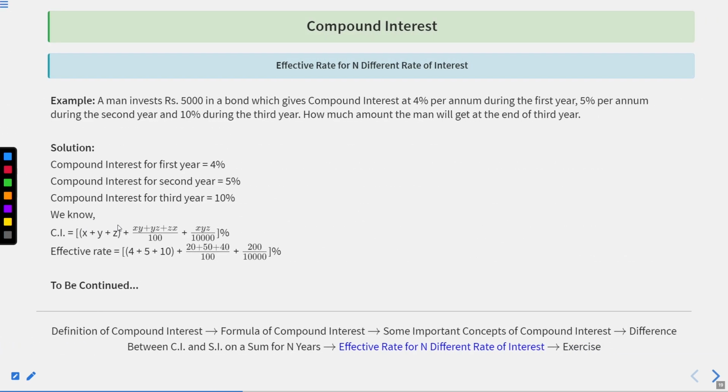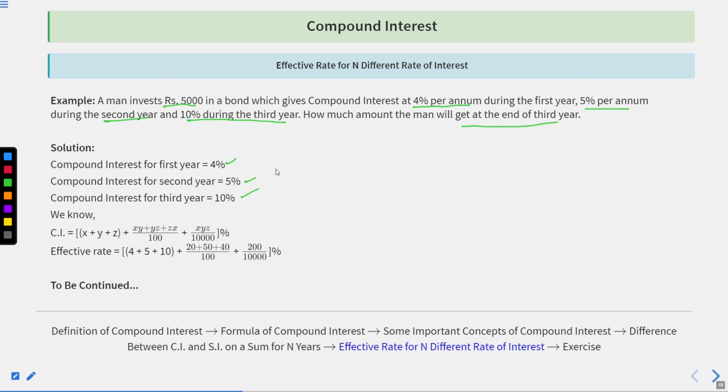So let us have a look at an example. A man invests rupees 5,000 in a bond which gives compound interest at 4% per annum during the first year, 5% per annum during the second year, and 10% during the third year. So how much amount will the man get at the end of the third year? The compound interest for the first year is 4%, for the second year is 5%, and for the third year is 10%.